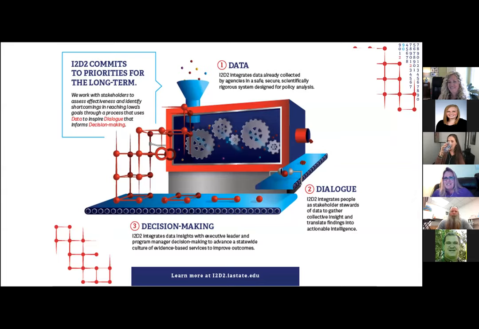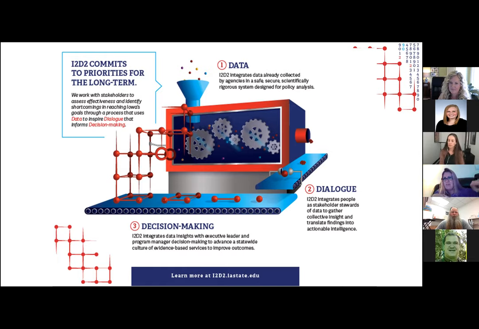I2D2 essentially sets up a system where we bring data in. We have complicated algorithms for integration that Todd's going to talk about here in a minute. We spend a lot of time in dialogue to really understand what the data mean. So we don't wait to talk with people when we're done. We talk with people as we're integrating. We talk with people as we're summarizing descriptive data elements. We talk with people as we're figuring out which outliers to drop and which ones to keep in. And then we use those data and those discussions to inform decision-making. And then the cycle continues.